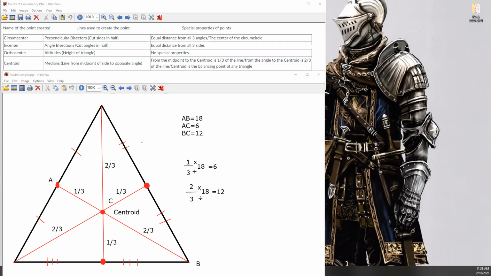Cool. This is one of the only times we actually deal with fractions in all of geometry, other than test makers putting fractions in the problems. But, you know, we're going through it. We'll be fine. We'll be fine.